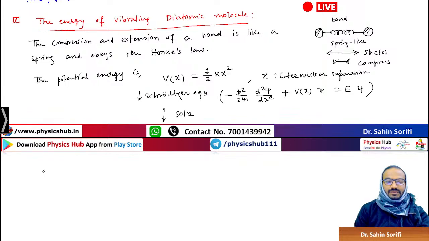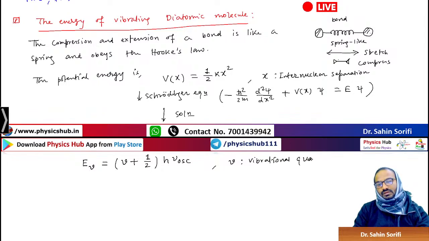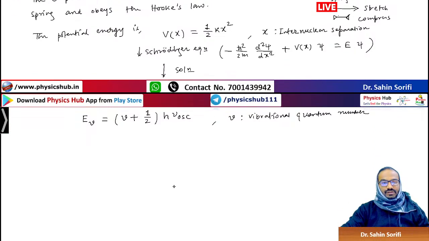So solving the Schrodinger equation, we get the energy eigenvalue given by E_v, and you already know this is the harmonic oscillator potential, right? For the harmonic oscillator potential, you get the energy eigenvalue in this way: (v plus half) h nu oscillation. If you remember the harmonic oscillator, the eigenvalue is (n plus half) h cut omega. Actually, this v is n, and h nu can be converted into h cut omega. Here the term v is known as the vibrational quantum number. Understood? So this is the energy value we get.